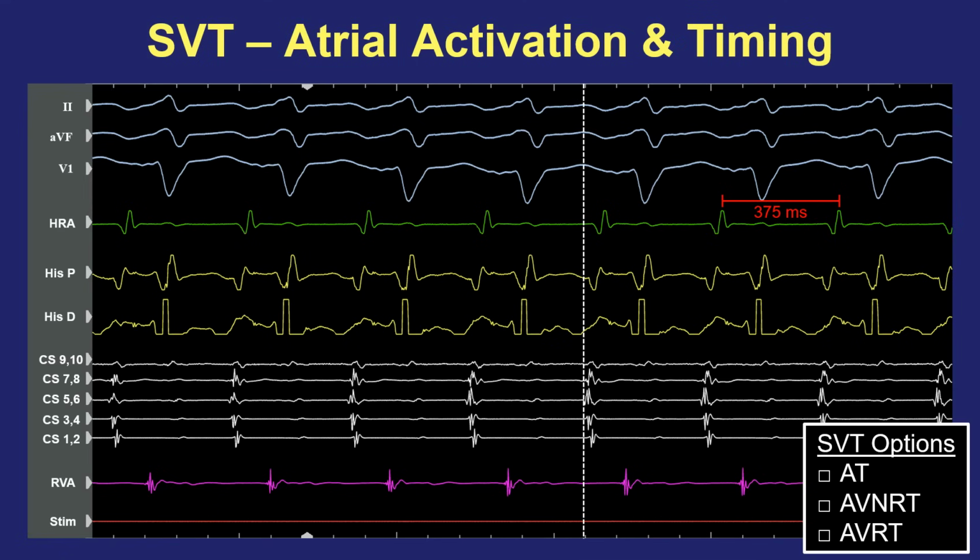So unfortunately, that's not helpful. And what about the VA time? Nope, it's long, so we can't cross off anything off the list. It could be any of the three mechanisms. And by the way, this can be AV-NRT.